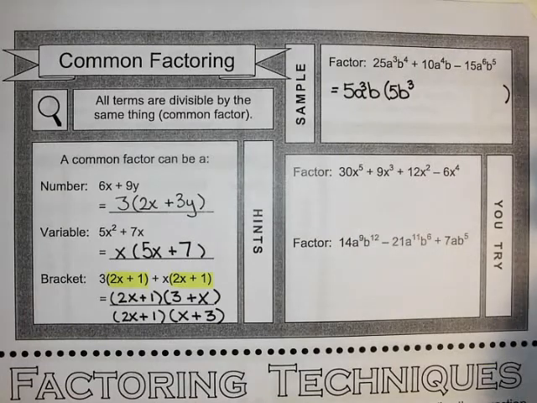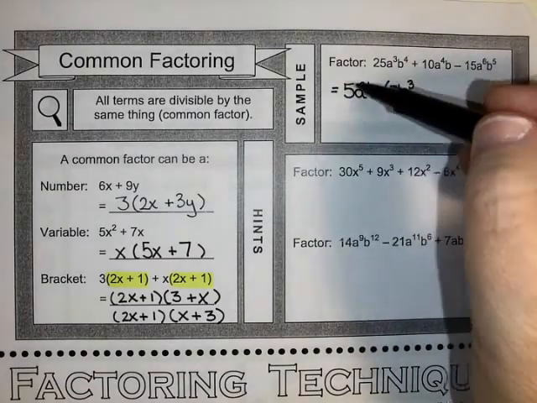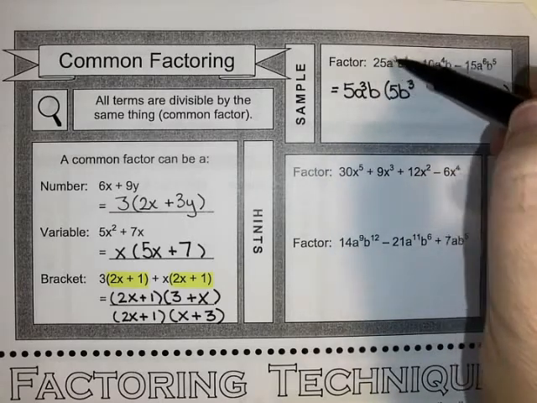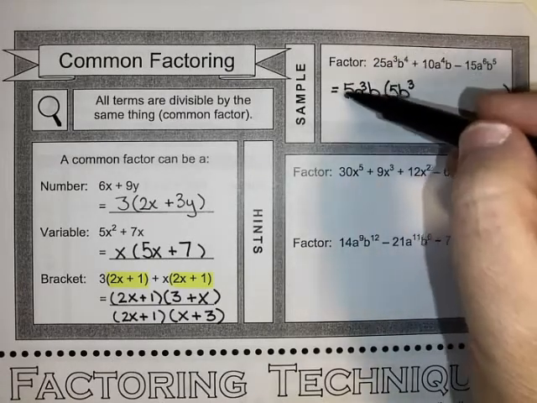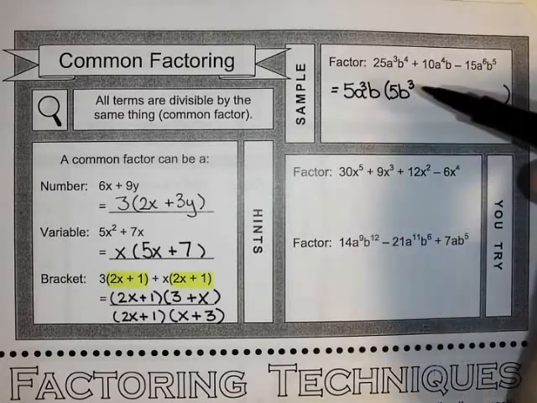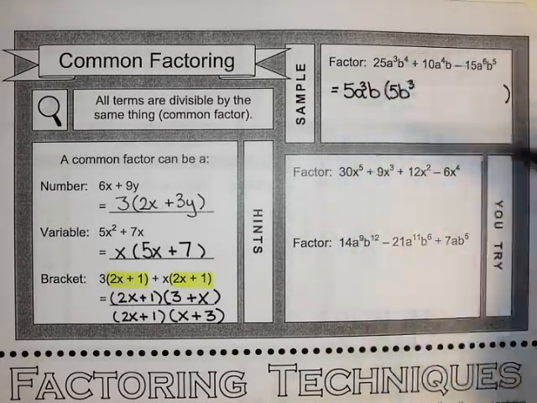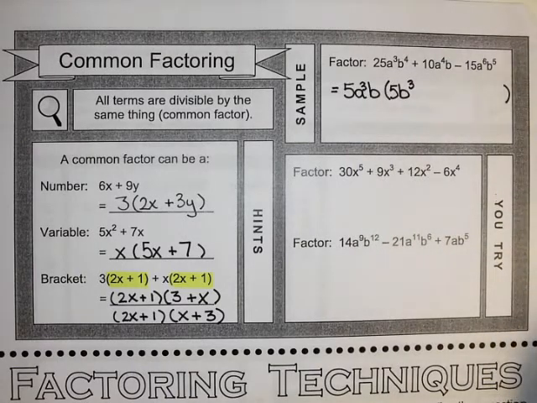If you don't want to think of it as dividing, you can ask yourself, what would I have to multiply 5a cubed b by to get 25a cubed b to the 4? Well, I would need to multiply by 5 to get the 25. I don't need to do anything with the a's, but I would need a b to the 3 to get me to that b to the 4. So it's just a different way of looking at it.